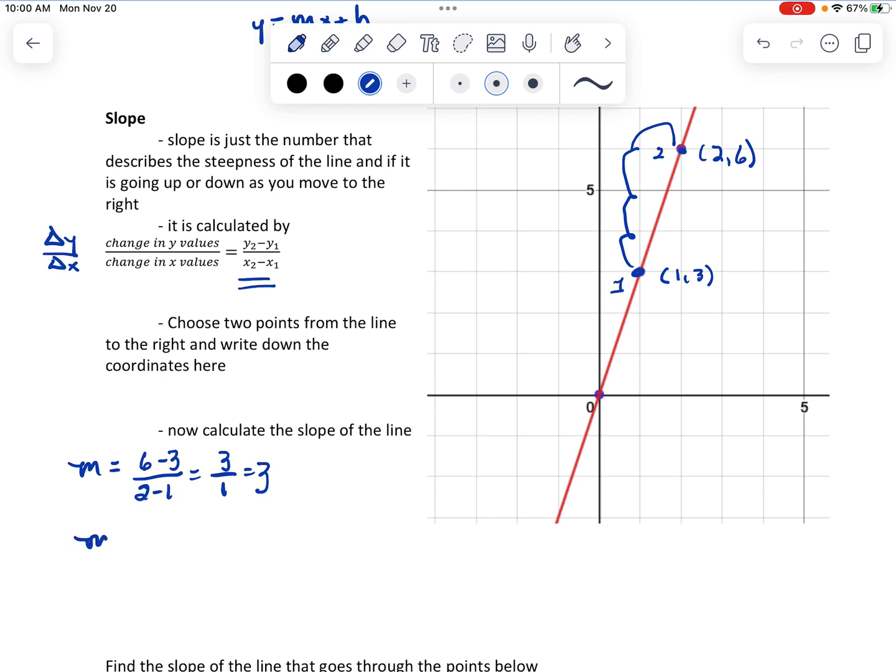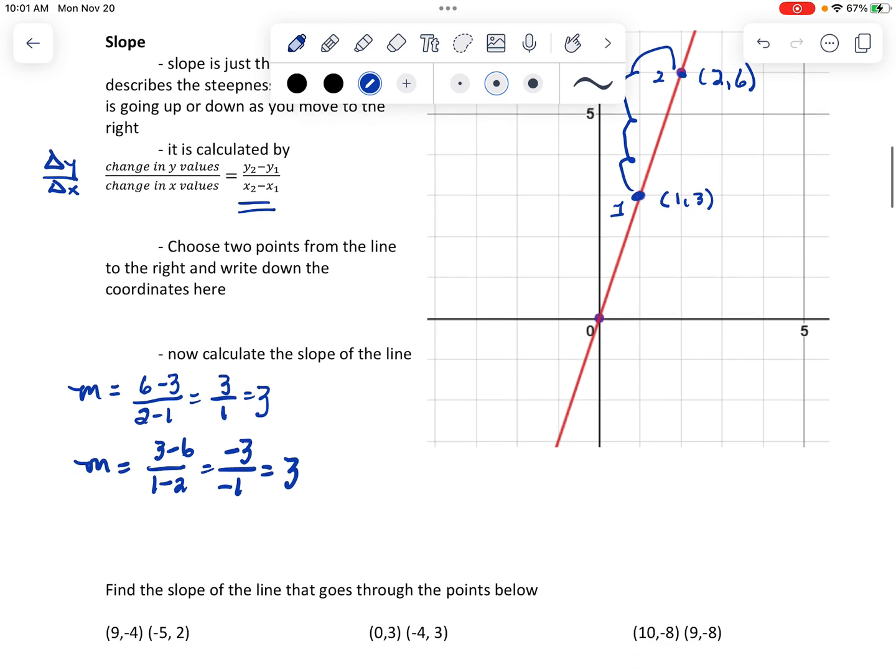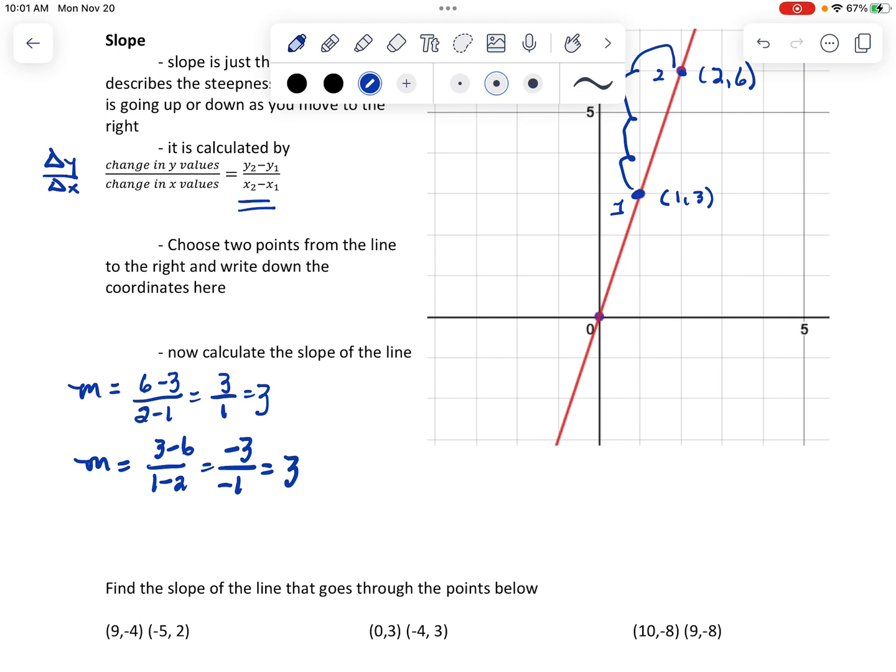Notice if you go the other way, it's the same thing. So I can do 3 minus 6 over 1 minus 2. It just gives me negative 3 over negative 1, which is still a slope of 3. And one of the characteristics of a line is no matter what points you pick, you will always get a slope that's the same. So if I pick the point 0, 0, and I pick this point here, which is negative 1, negative 3, what's my slope?